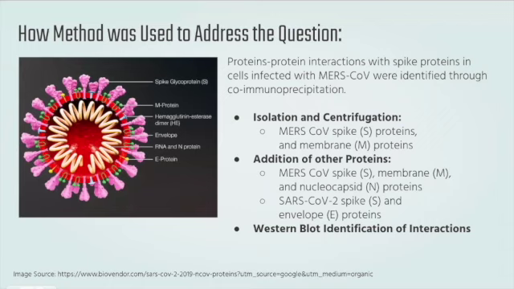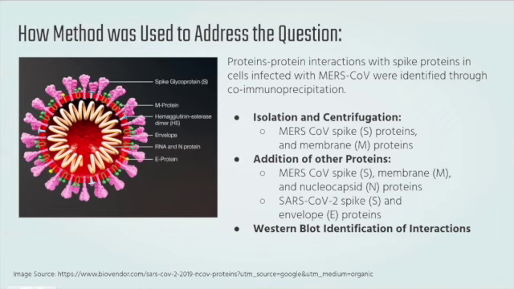Protein-protein interactions with spike proteins in cells infected with MERS were identified through co-immunoprecipitation. First, antibodies against MERS S and M proteins, seen in the figure colored pink and green, were bound to magnetic beads. Then, co-immunoprecipitated proteins were found using Western blotting, using antibodies for MERS S, M, and N proteins, as well as antibodies for SARS S protein and E protein. N proteins are the yellow-colored spiral in the figure, and the E proteins are the vibrant yellow proteins in the cell envelope.